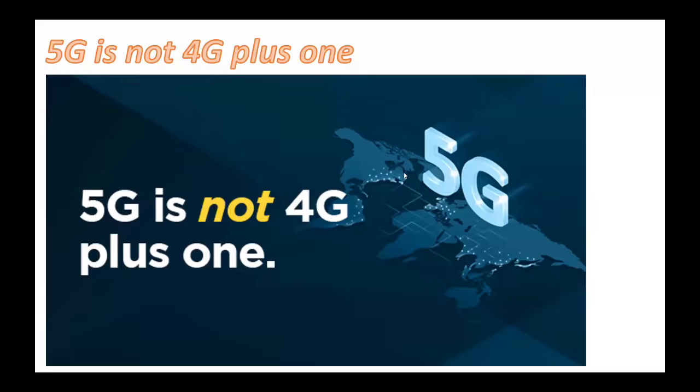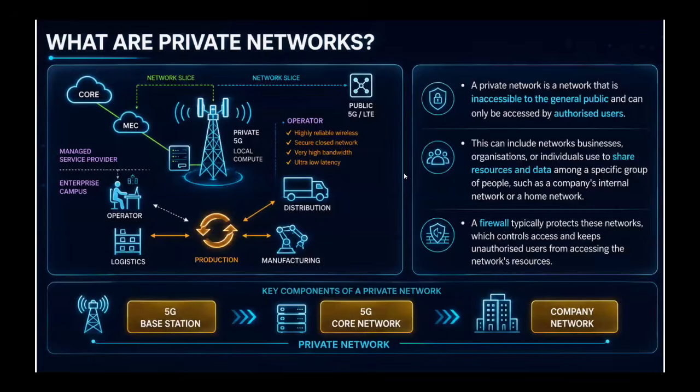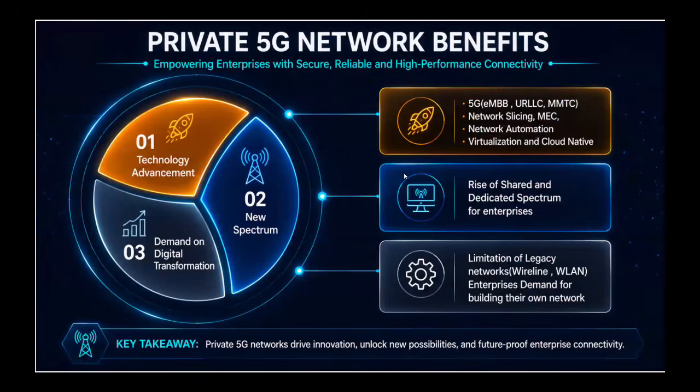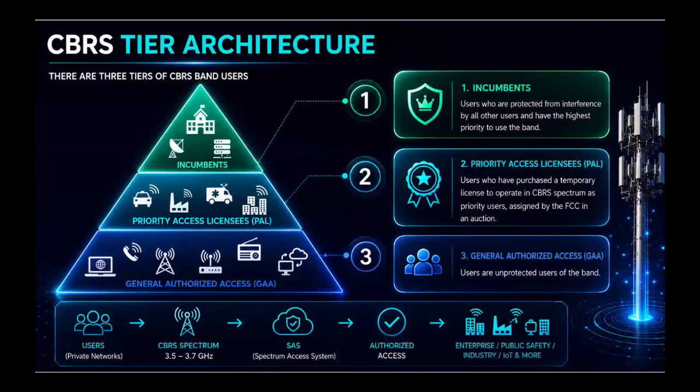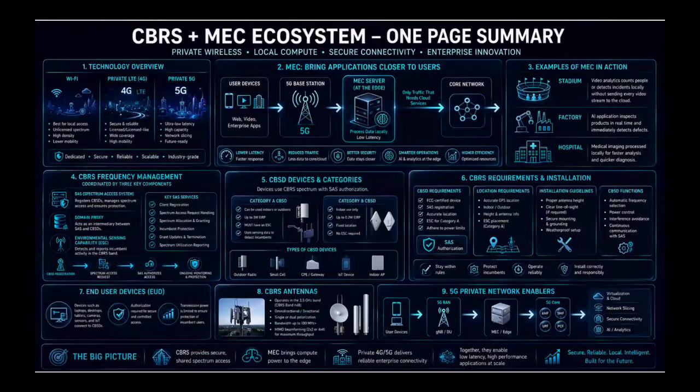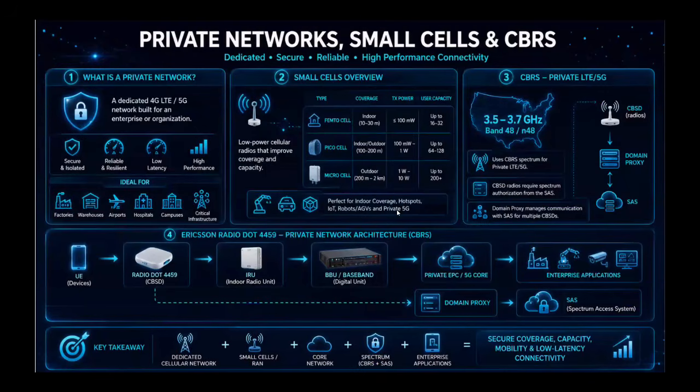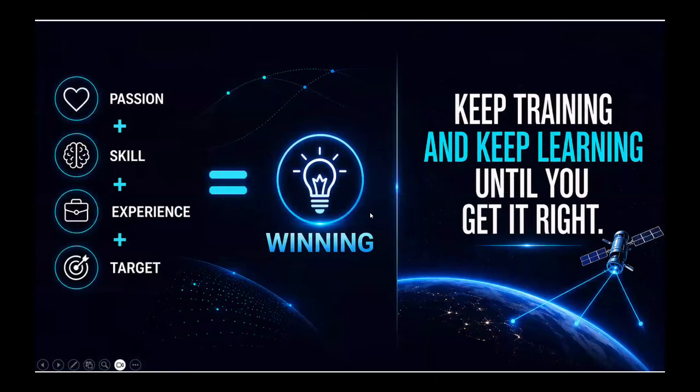So this is all from today's session, and we have discussed 5G building blocks. We have summarized what is 5G, what the benefits are, the differences, architecture, summary, all these things, right? And in the end, we have seen what a private network is. We have discussed small cells in detail. We have discussed CBRS architecture, radio architectures, and Nokia architecture. All these things we have seen in today's session.